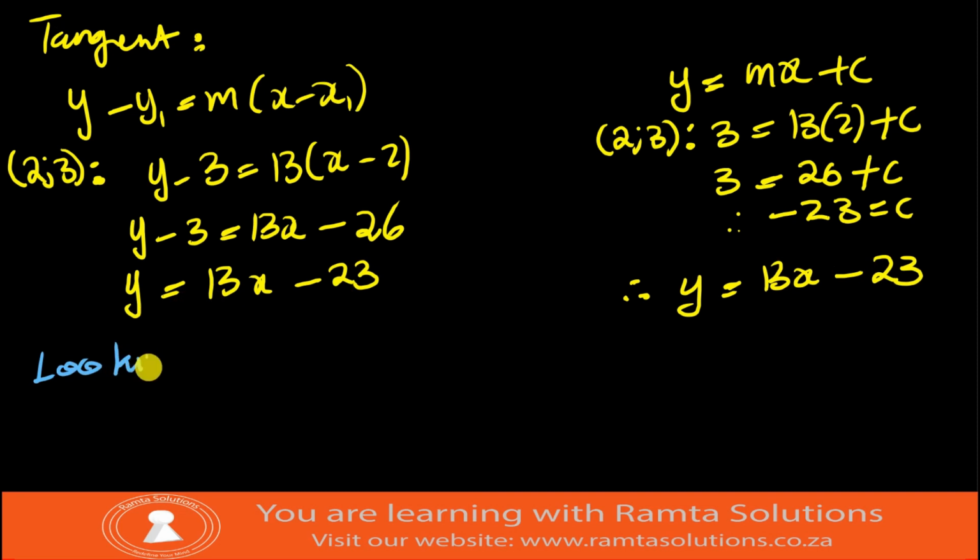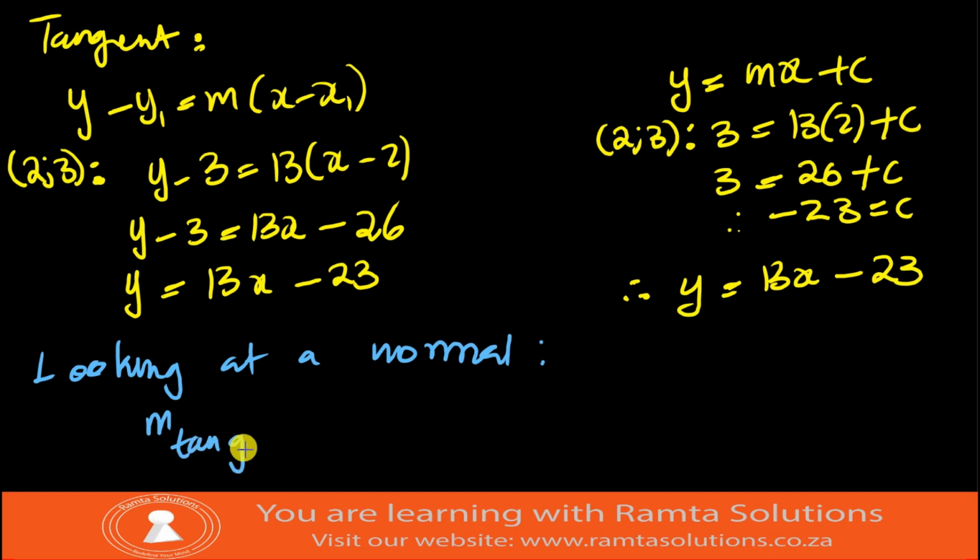I just want to add this one once and for all. Let me just look at a normal. Let's find a normal. Remember, we said gradient of a tangent times gradient of a normal is equal to -1.